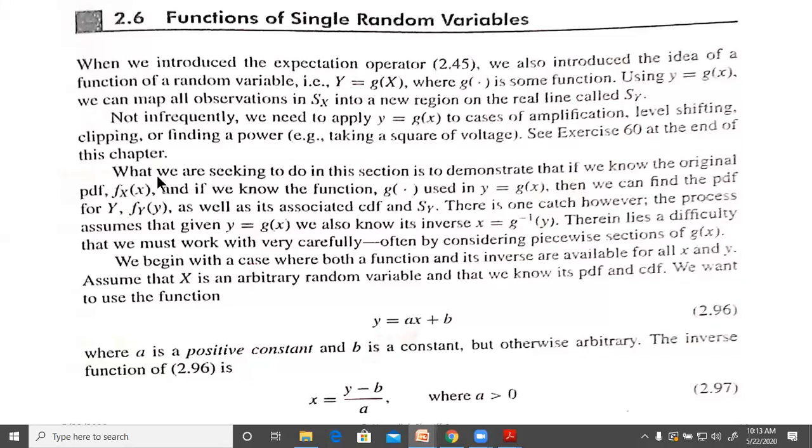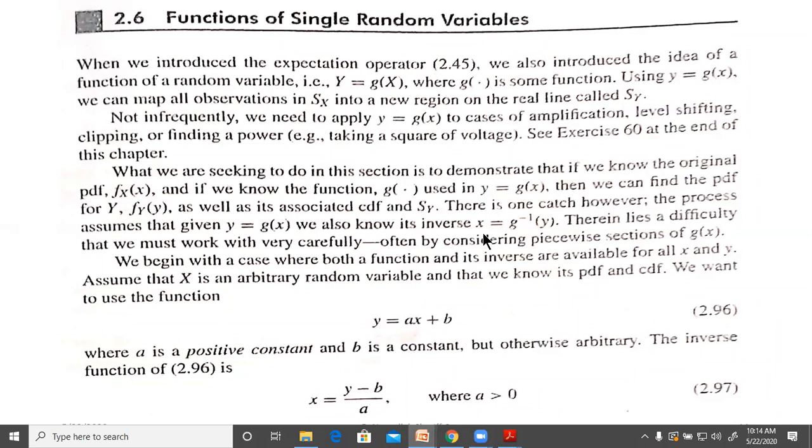If we know the original PDF f_X(x) of the variable x, then using the function g that we have used in y equal to g(x), we can easily find the PDF of y. Knowing the PDF of x and the function g(x), we can find the PDF of y, which is f_Y(y). And of course, once you know the PDF, you can always find the CDF also.